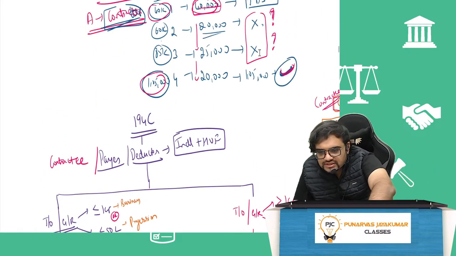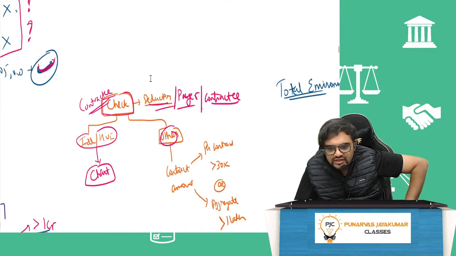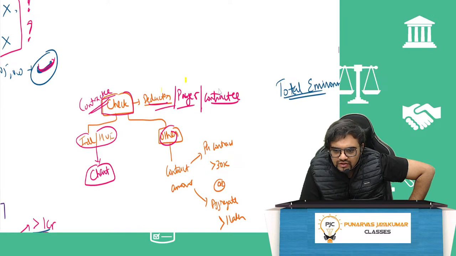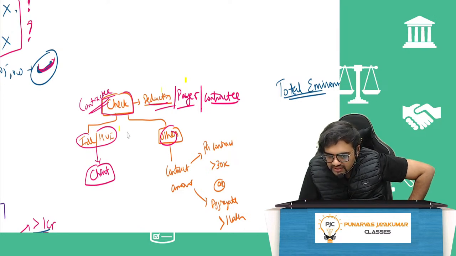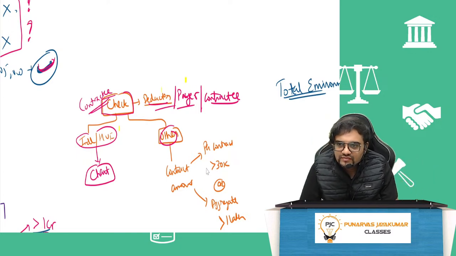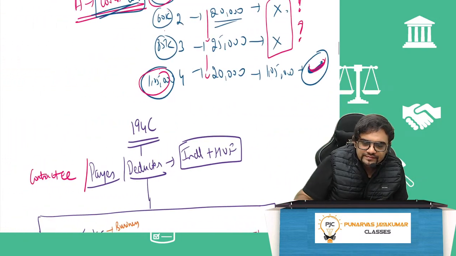Basically guys, here, very simple. If the deductor or payer or contractee is an individual or HUF, we have to follow the chart now. If he is any other than individual, like a company, etc., then I should see the contract amount: per contract more than 30K or aggregate more than 1 lakh. Now, coming to individual HUF, we will see this chart.